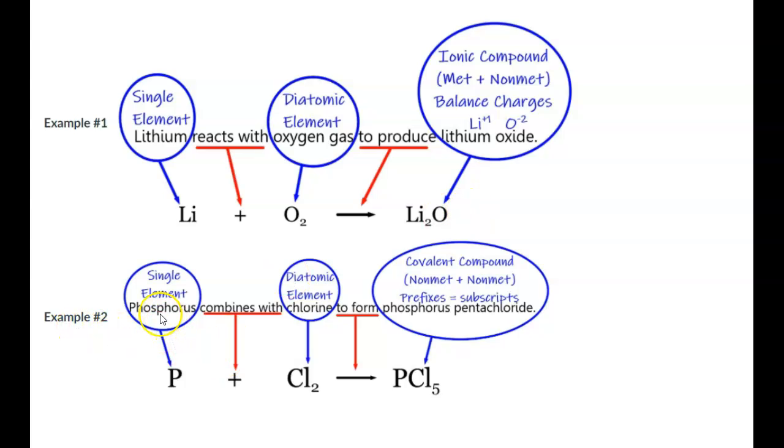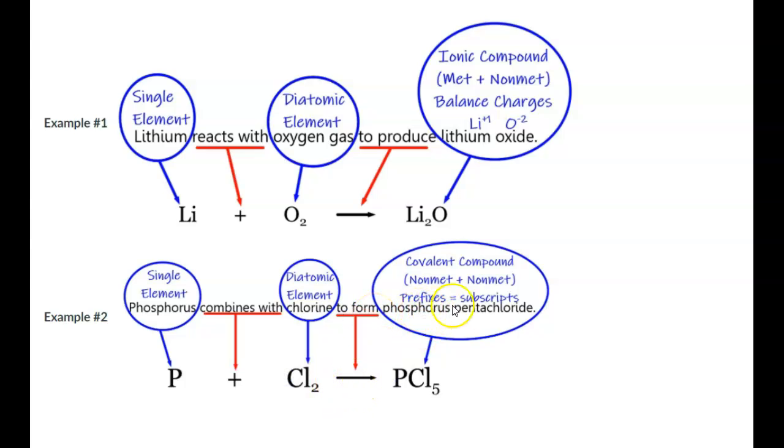Example number 2, we have a word equation. Phosphorus combines with chlorine to form phosphorus pentachloride. So since phosphorus is a single element, we just write P. Combines with means plus. Because chlorine is a diatomic element, it's going to be Cl with a subscript of 2. To form is another way to say yields. So we'll draw an arrow.